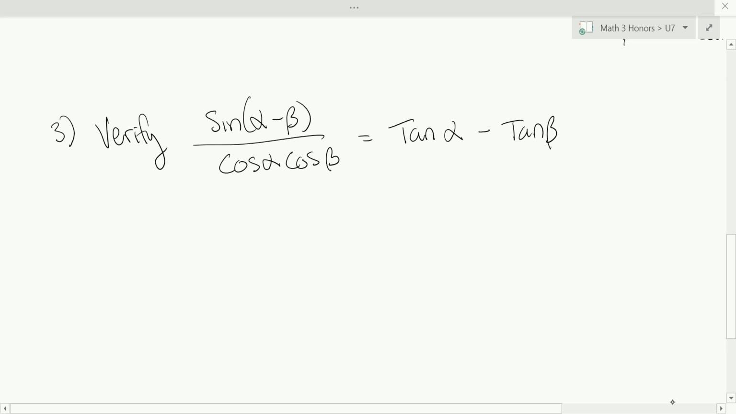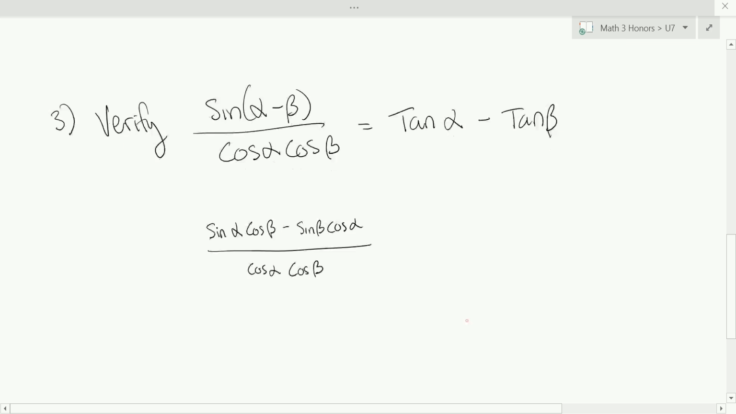All right, Abby, what's the first step? And what does it become? Sine of alpha, cosine beta, and then leave the denominator. So that's our first step. Hopefully you guys were able to do that just using the formula.